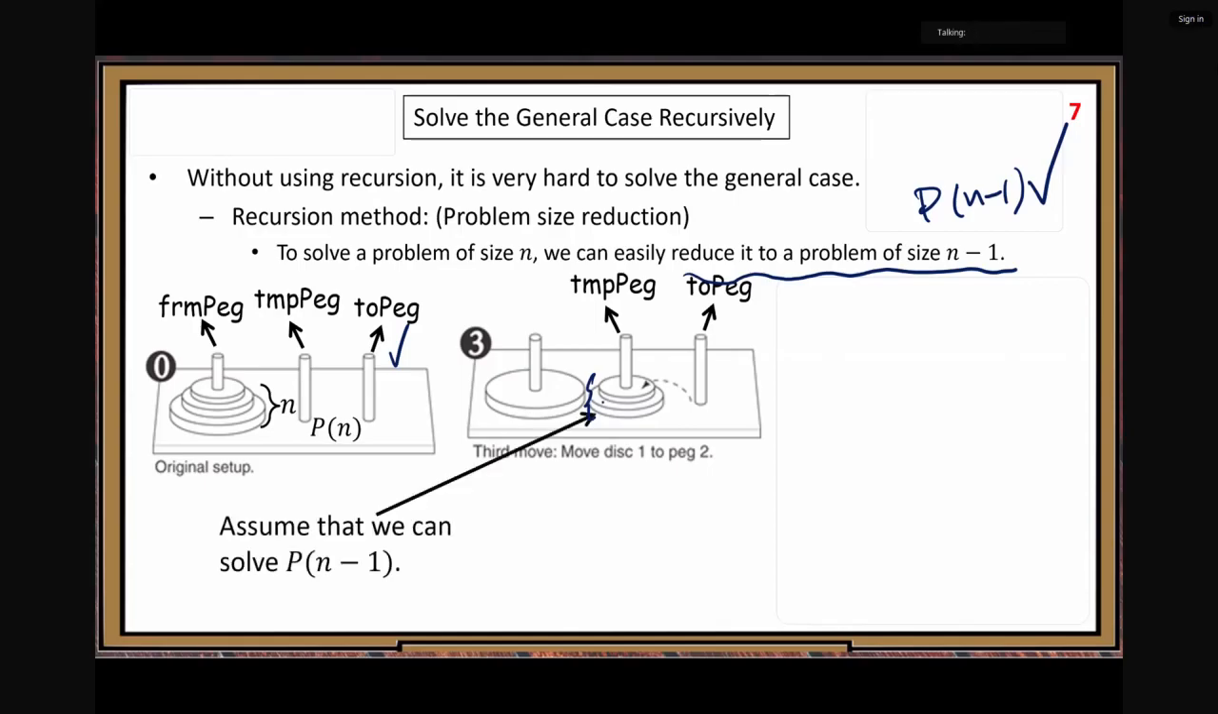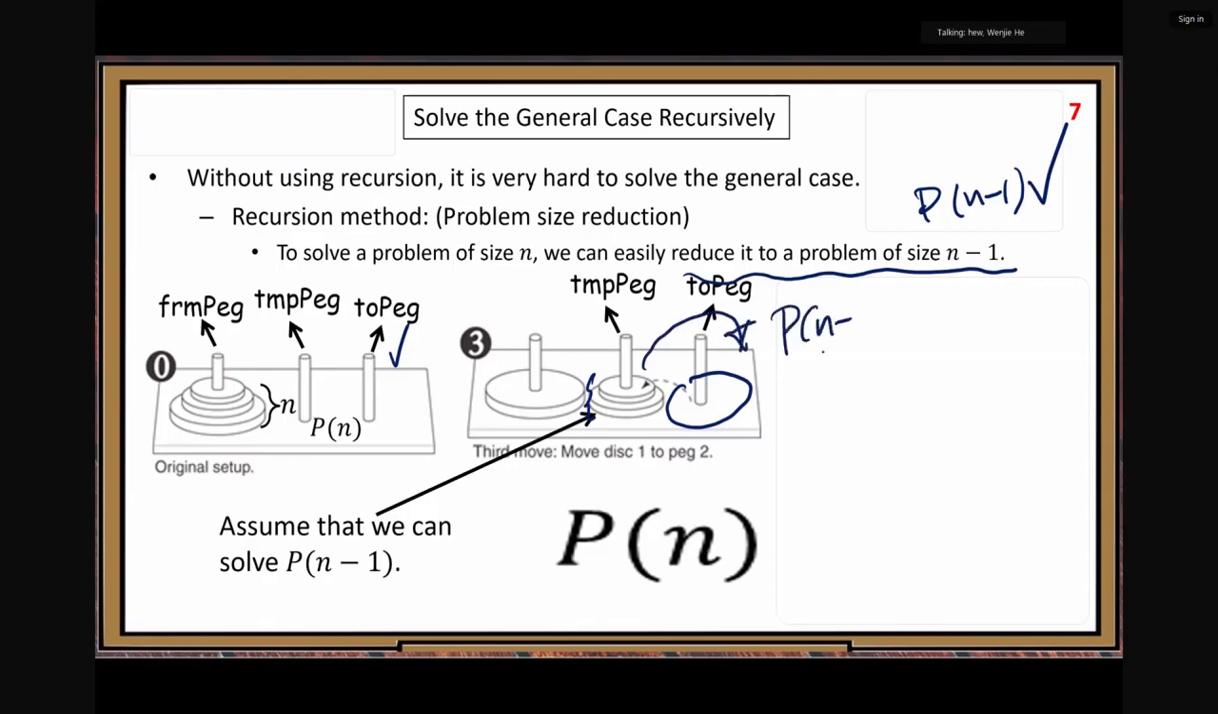Let me just draw. So move the largest disk to that. Then after, can we apply P of n minus 1 the second time to move the top n minus 1 disks to the destination peg? Yeah. So here you can see we apply P of n minus 1 twice.